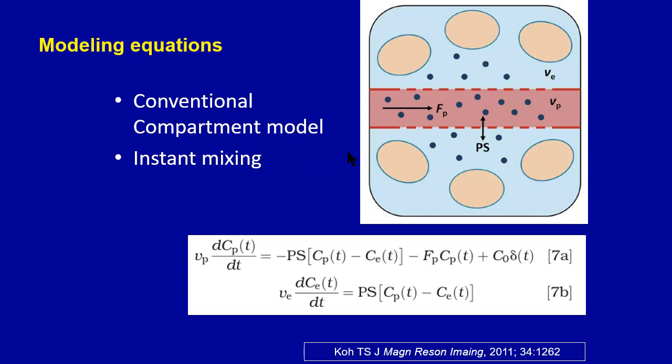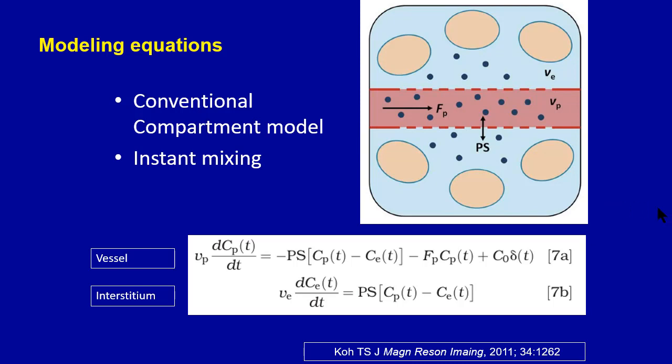So what this model does is that it assumes instantaneous mixing. When the impulse goes into the arteriole, it is instantaneously mixed and it gives a uniform concentration in the vessel. This simplifies calculation because there's only now one concentration to calculate. And similarly, when it flows out into the interstitial space, there's instantaneous mixing and there's only one concentration in the interstitial space. So modeling is performed by equations that reflect the change in concentration in the vascular space as well as the interstitial space. So let's go through the equations.